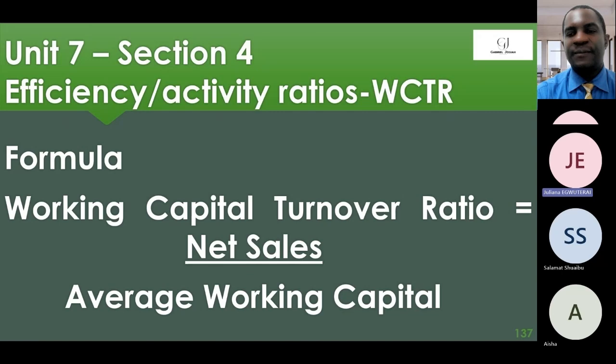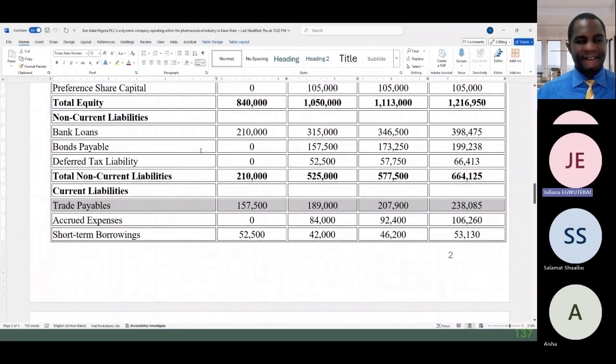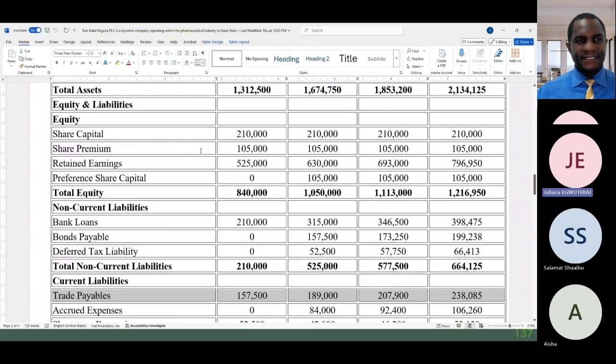But what is the average working capital? Okay, so you're looking at the beginning and the end just to have the perfect picture. Look at the beginning of the current asset, end of the current asset, and then the beginning of the current liability, end of the current liability, and divide by 2. Is that what it is?